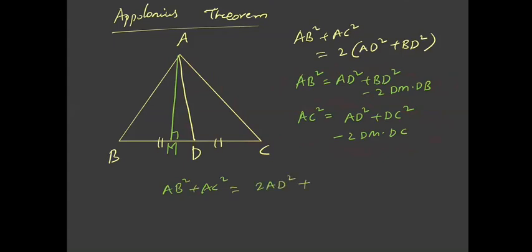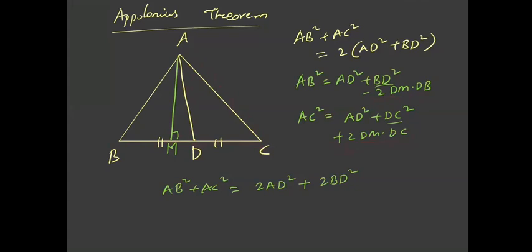If we add these two equations, I would get AB square plus AC square is twice of AD square plus BD square plus DC square, and BD and DC are equal because AD is the median. So BD square plus DC square, I am writing it as twice of BD square. So minus 2 DM DB. Okay, just a second. I think here it should be plus, right? Because this is an obtuse angle triangle. So triangle ACD is an obtuse angle triangle. So AC square is AD square plus DC square plus 2 DM times DC.